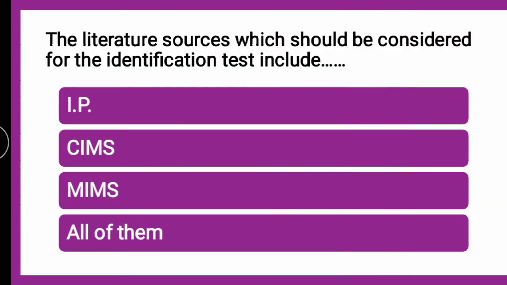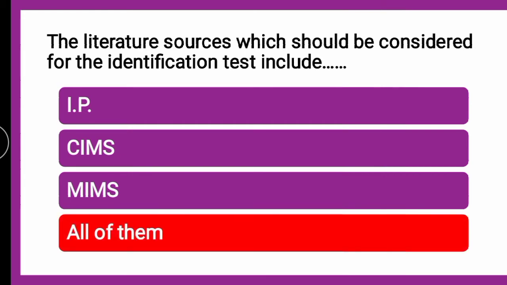Next question is, the literature sources which should be considered for the identification test include dash. Whether the literature sources required to perform the identification test include IP, that is Indian Pharmacopoeia when it is confined to India, then SIMS, MIMS, or all of them. The correct answer is, it is all of them. It includes Indian Pharmacopoeia, SIMS, as well as MIMS.